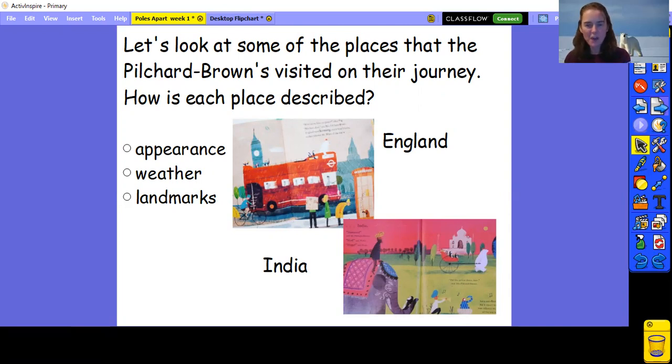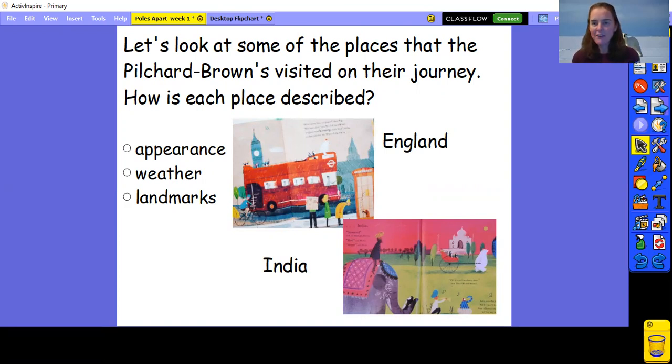So hot describes the weather. Huge might describe the elephant or maybe the Taj Mahal. And dazzling, all those beautiful, bright colours all around them. So some really lovely adjectives that she has used to describe both England and India. So you might want to include some interesting adjectives to describe the first place that your characters arrive in.